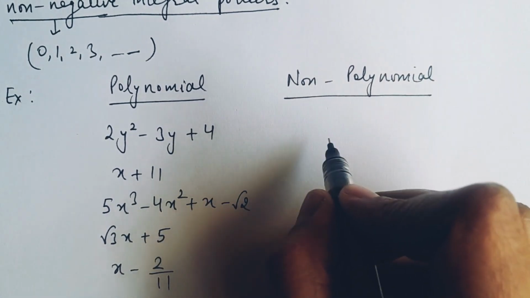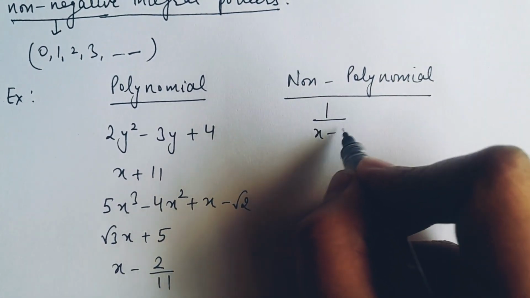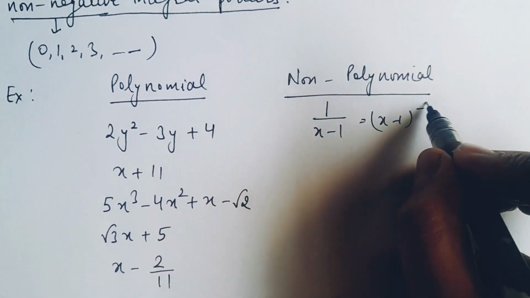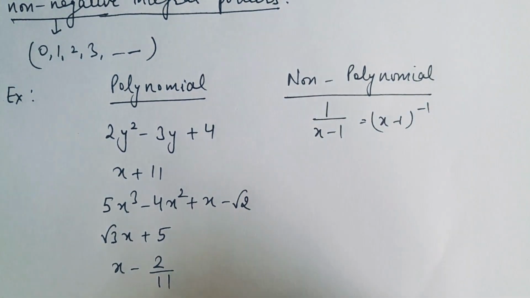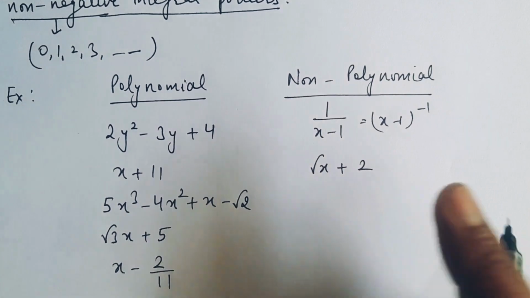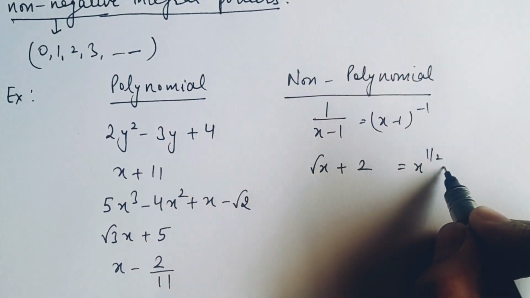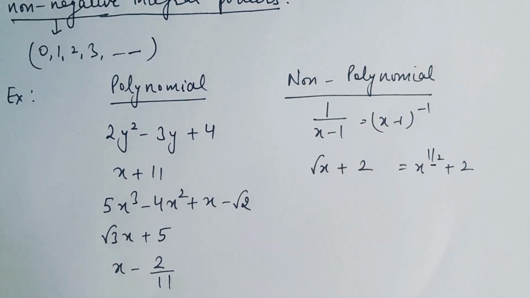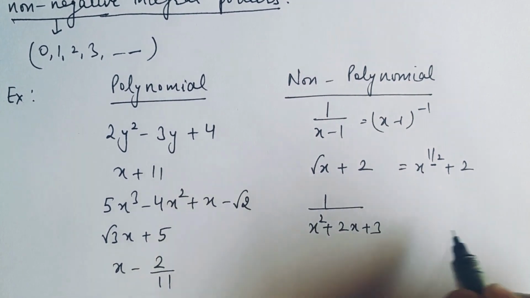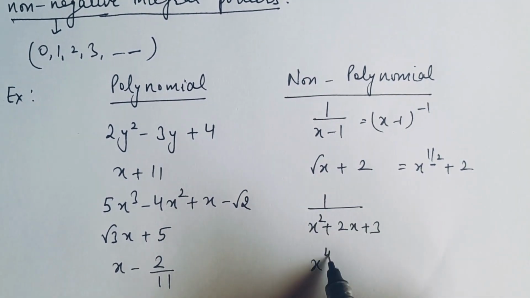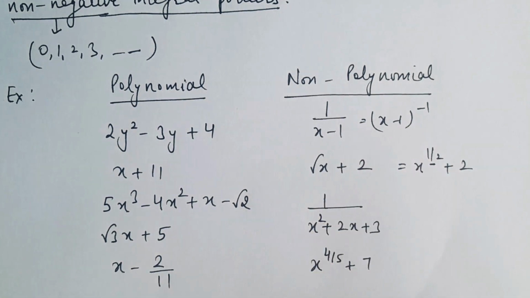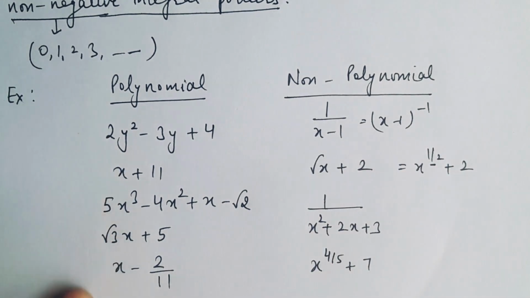So now I will write some more examples of non-polynomial for your consideration. Suppose 1 by x minus 1, because if I write this, it will become x minus 1 raised to power minus 1, which is not allowed. Root x plus 2 is non-polynomial because x has here the power 1 by 2, that is not integral power. Similarly, if I write 1 by x square plus 2x plus 3, this is also not allowed. X raised to power 4 by 5 plus 7, this is not allowed. So these are some examples of non-polynomials, and these are polynomials.